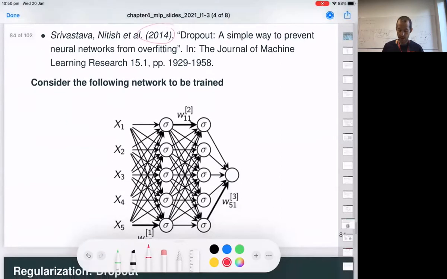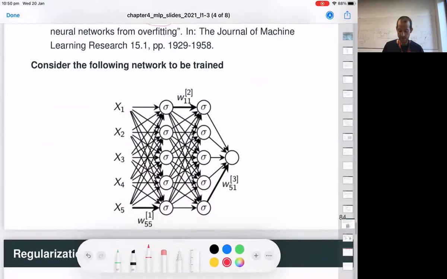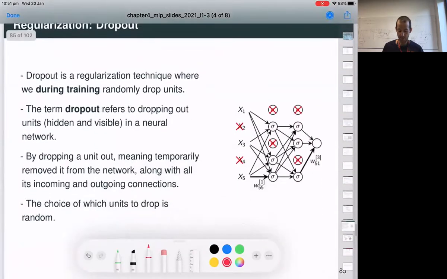The idea of dropout is to draw from a random probability P, like flipping a coin, and you make some neurons inactive during the learning process, but you do this randomly. So you have this network to train, and instead of training all of it, dropout is a regularization technique where, during the training process, you randomly drop units. I put a picture here. You flip a coin with probability P for each unit, and you drop that unit for the learning process.